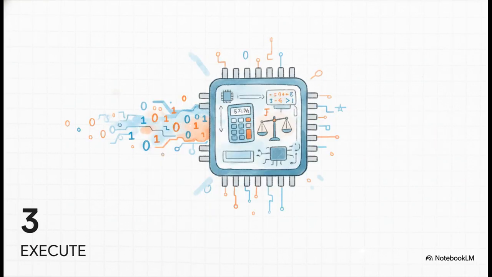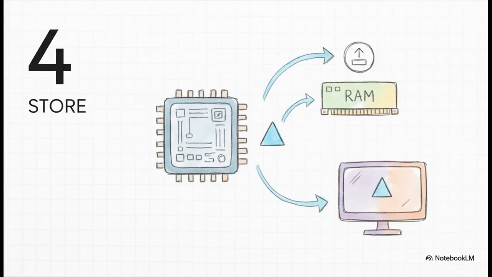Third, we have execute. This is the part where the CPU actually does the work. It performs the task it was given, like doing a calculation or something similar. And last, the store step. After the CPU has done its job, it needs to put the result somewhere, so it saves, or stores, the result back into the computer's memory.